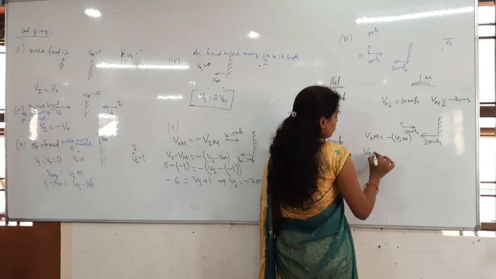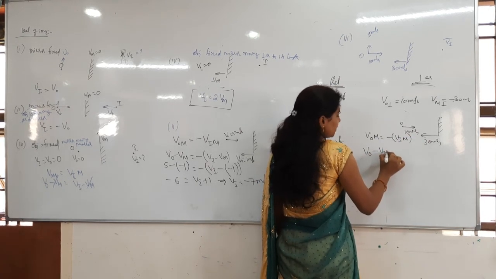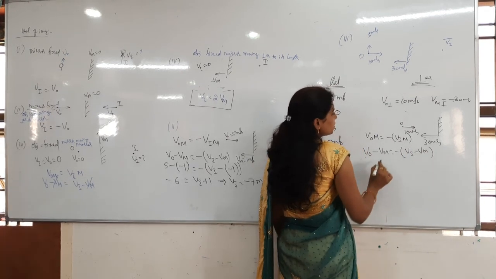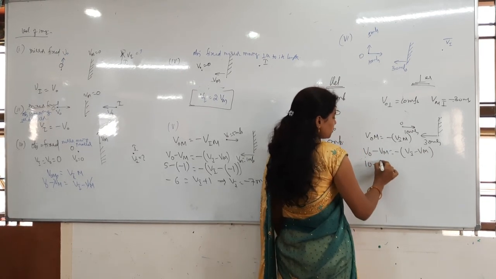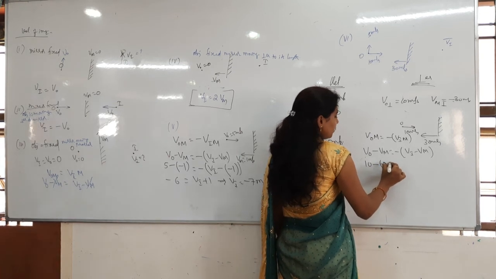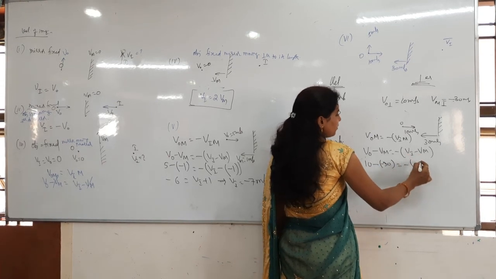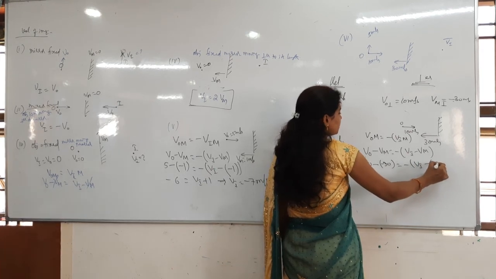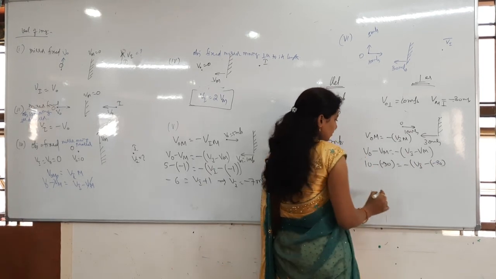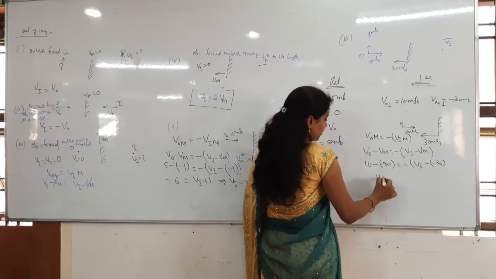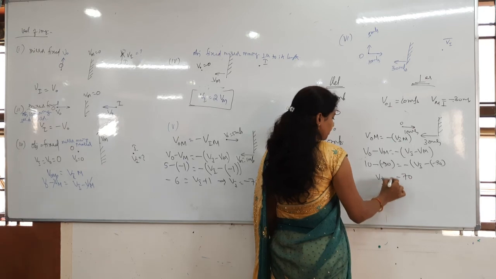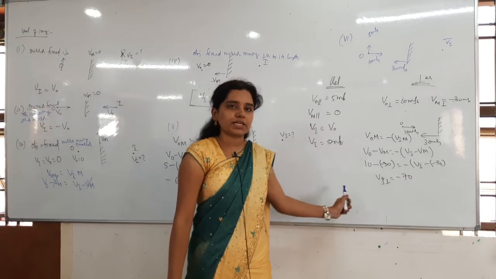So VO minus VM is equal to minus of VI minus VM. VO is 10 minus of minus 30, that is equal to minus VI, I have to find, minus VM which is minus 30. Then what will you get here? VI is equal to 70. Minus 70 perpendicular. VI perpendicular is minus 70.